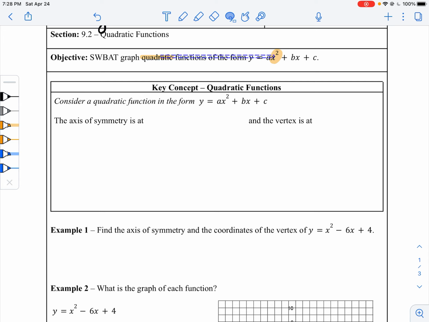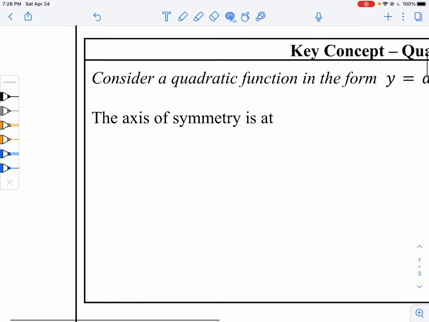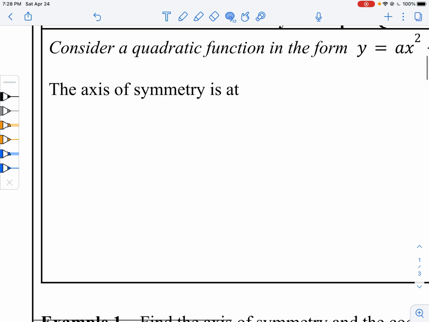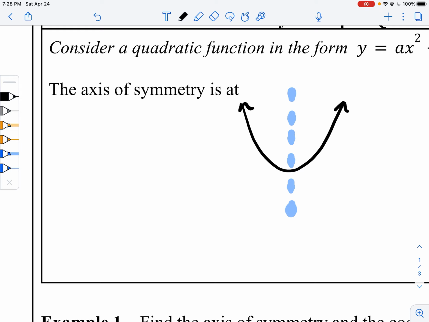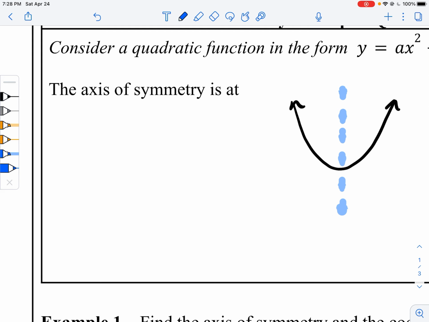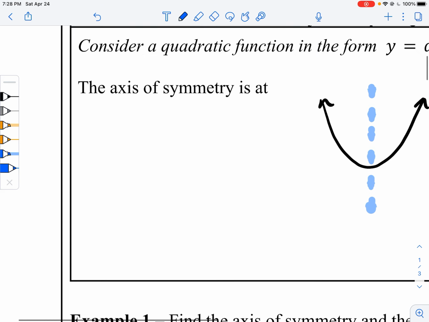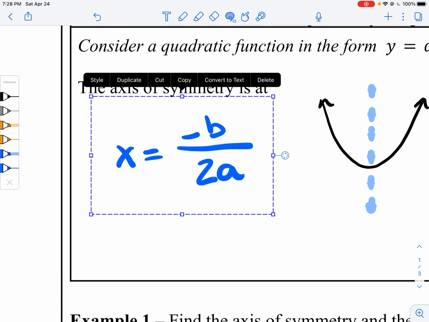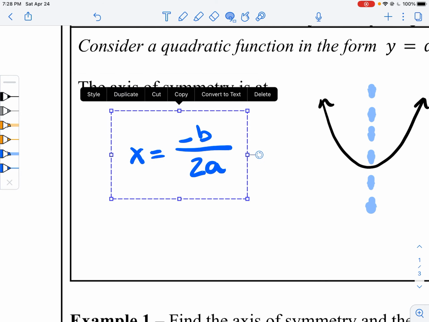The first step of the shortcut is to find the axis of symmetry. Remember, the axis of symmetry will be this dividing line in the middle of your parabola. The axis of symmetry will always be found at x equals negative b over 2a. That's it.